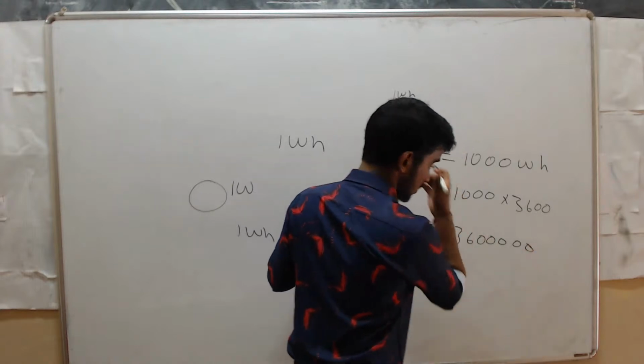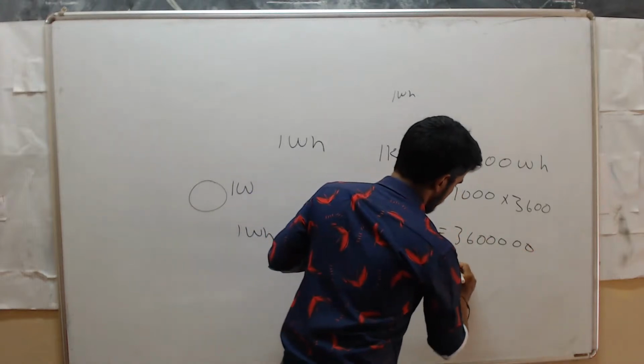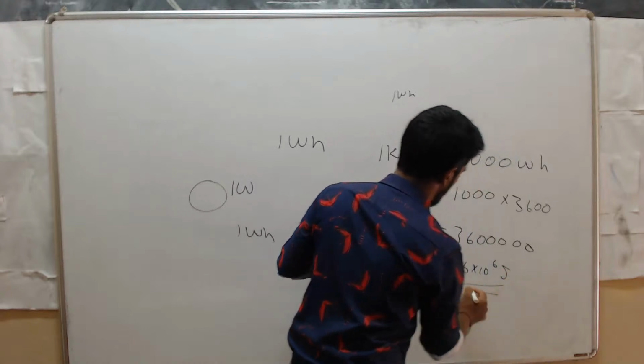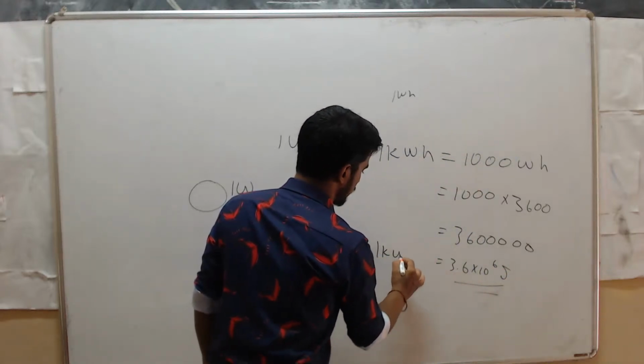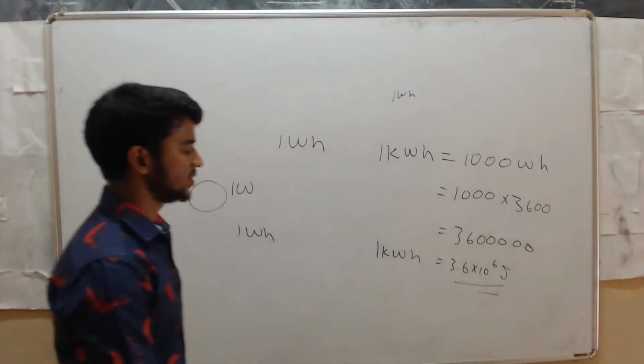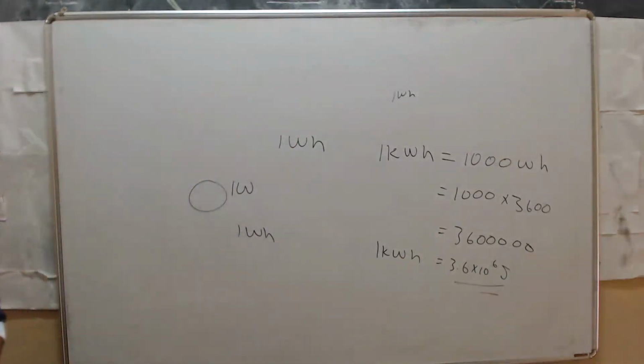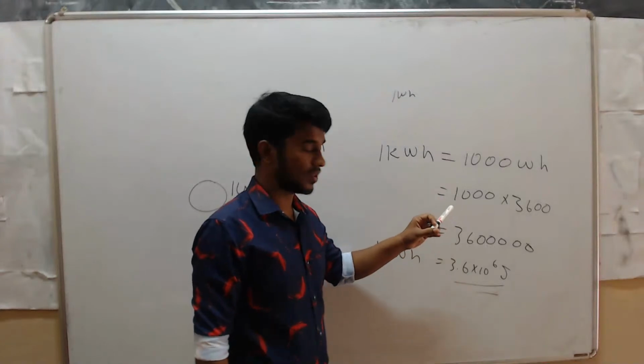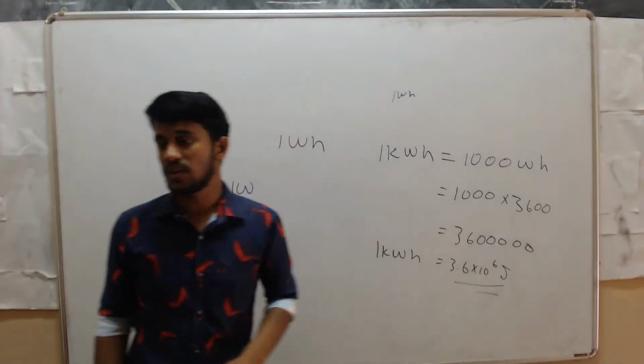Okay, next: 1 kilowatt hour is equal to 3.6 into 10 raised to the power 6 joules. Because we measure energy in joules, right? So it's separating 1 kilowatt hour. Okay, so what is the meaning of 1 kilowatt hour?